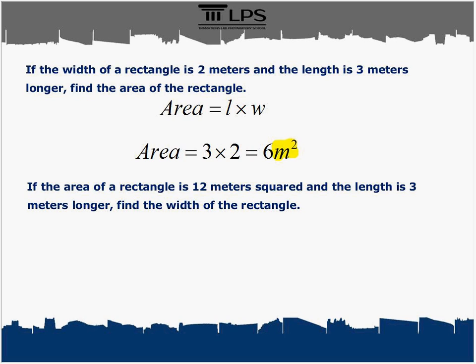The area of the rectangle is 12 meters squared and the length is 3 meters longer. Find the width of the rectangle. To answer that question, the answer is 4 with the unit. Sir, it is 4 meters. Very good, Parth.